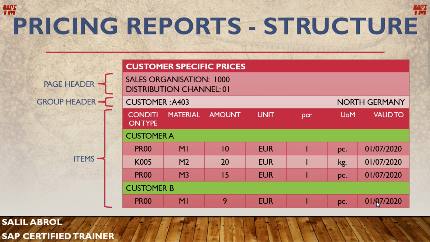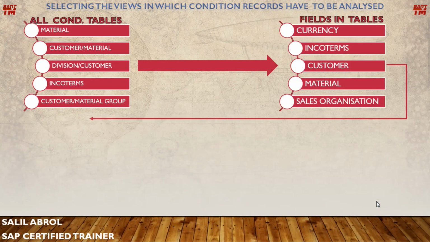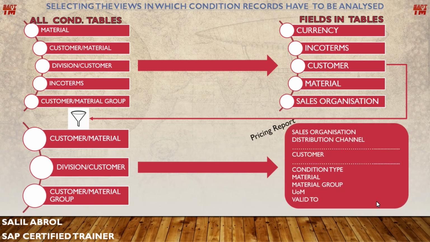I hope you are getting clear about the structure of pricing reports, how these pricing reports are extracted from the condition tables, and what these pricing reports are doing. They are only analyzing the condition records, giving you the overview of condition records, and fulfilling the three major aspects that we discussed. I hope this class was interesting and you were able to take something from these slides.